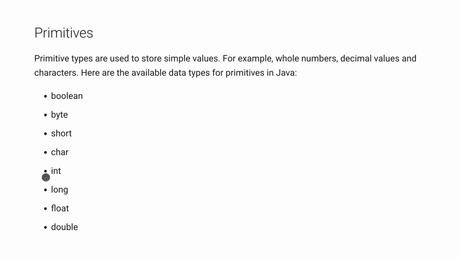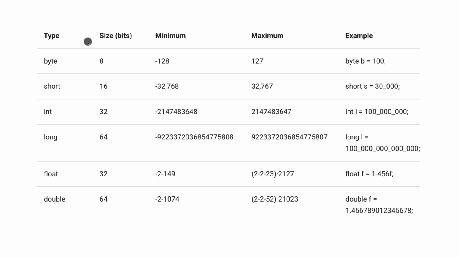Well, the difference is that, for example, if you take double and float, these allow us to store decimal values, but double allows us to store bigger numbers, therefore taking more space in memory. Let me show you the table. So have a look. We have the type, the size, minimum, maximum, and there's an example in here.